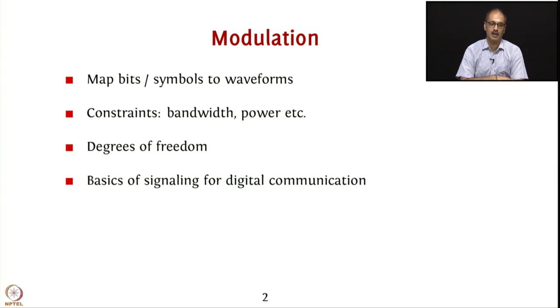by modulation. Naturally, as in any communication system, we have constraints to deal with, the most common ones being bandwidth and power. Bandwidth is something you have already heard of in the form of spectral constraints. Power as well, because there are limits as to how much you can radiate into the air or transmit into a media and so on. One concept that we will be discussing in this lecture is the concept of degrees of freedom that concerns itself with the flexibility as to how much data you can send per unit time or with these constraints. Finally, we will be looking at the very basic aspects of signaling for digital communication.